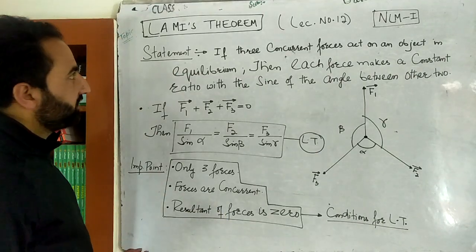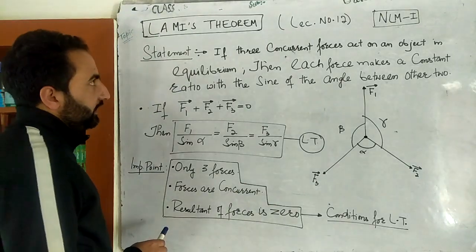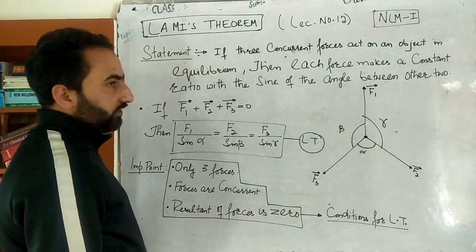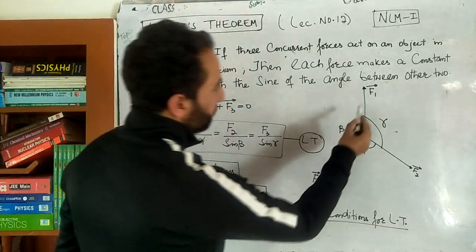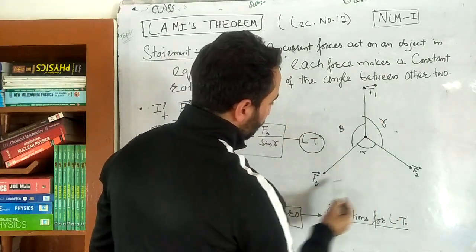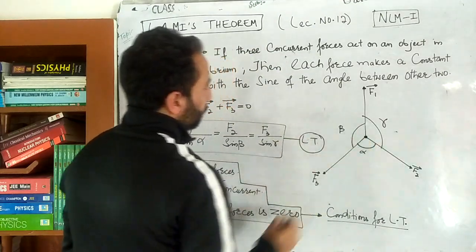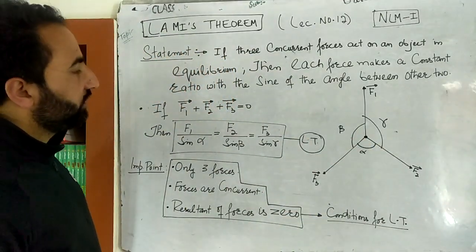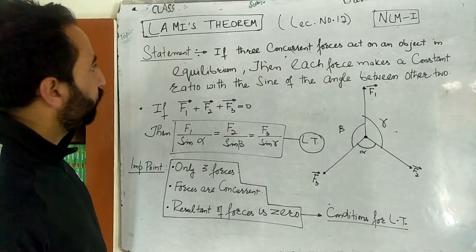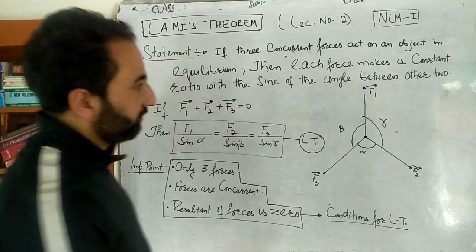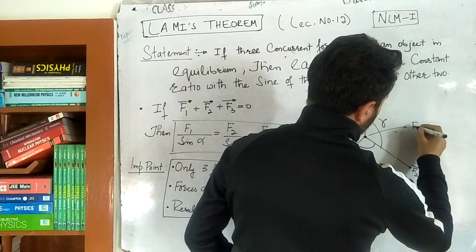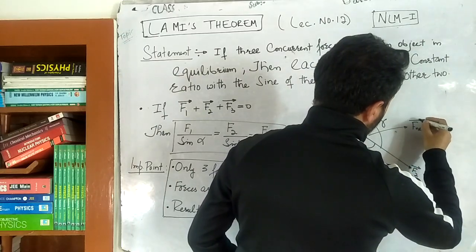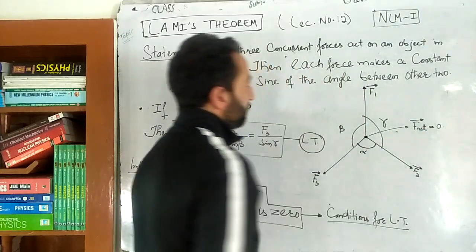The statement of Lami's theorem is like this: if there are three concurrent coplanar forces which act at the same point, like for example here we have three different forces F1, F2, and F3, acting at the same point on an object in equilibrium, this implies that the net force on this point is equal to 0.